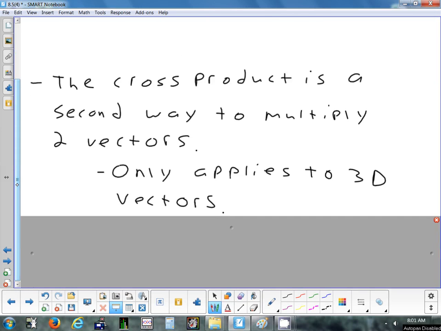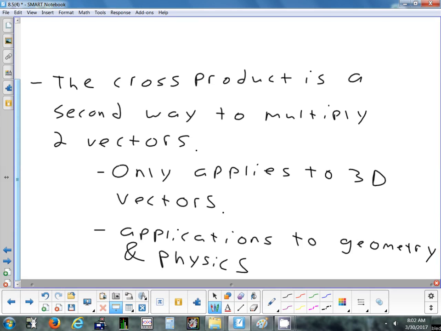Okay, and there's some different applications to physics and geometry, and one of them that sometimes we look at, but we're not going to today because of time. The application that we look at has to do with torque, like having a lever, pulling down on the lever, and figuring out how much torque it would exert on a rod that's attached to the lever.